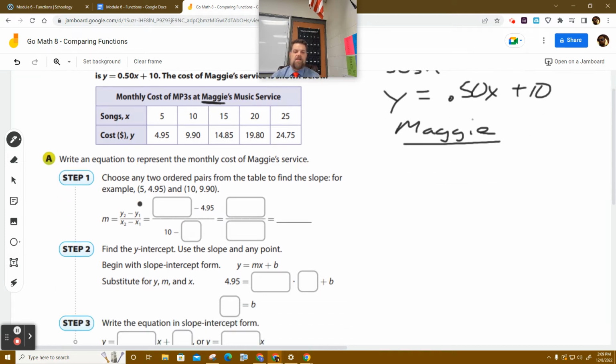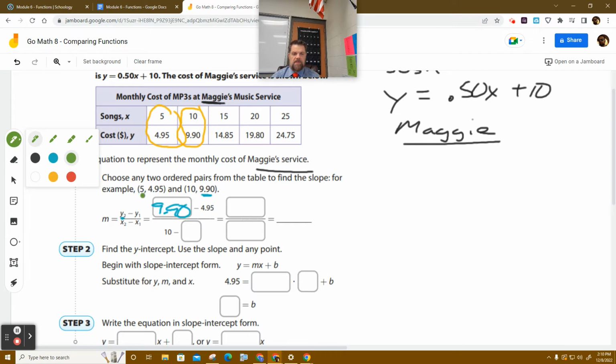So let's do that. It says write an equation to represent the monthly cost of Maggie's service. Well, choose any 2 points on the graph. So it looks like they chose the first point, which is 5, 4.95, and the second point, which is 10, 9.90, and plug it in. So they're saying y sub 2. Well, y sub 2 is the second y, isn't it? So I'm going to put in here 9.90. And then they automatically plugged in y sub 1, which is 4.95. And then they said x sub 2, which is 10.